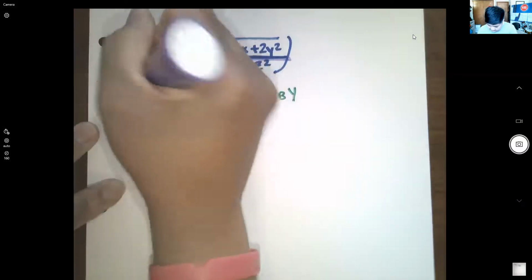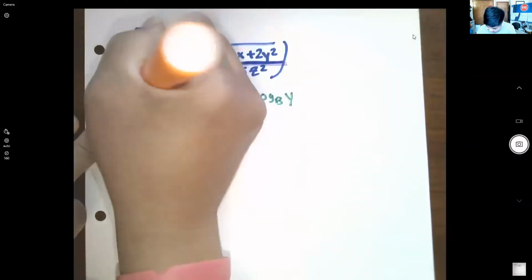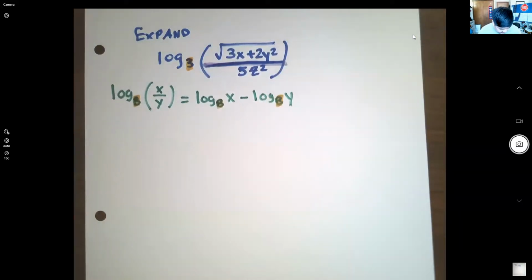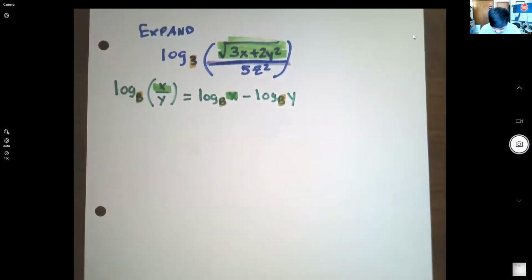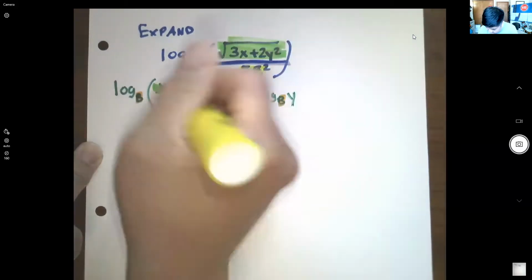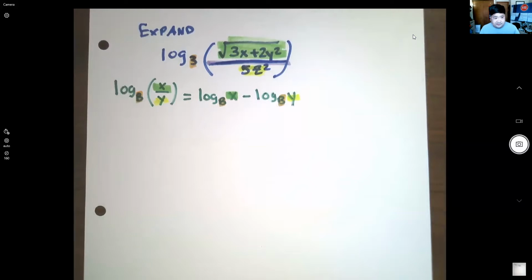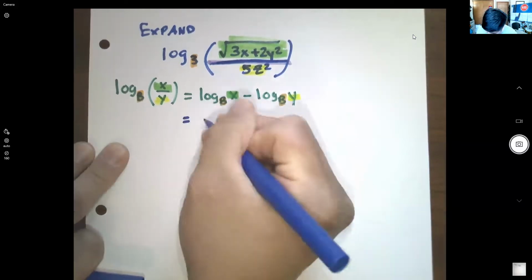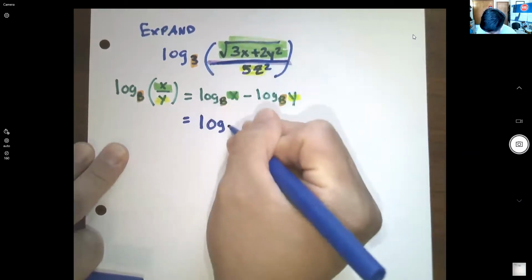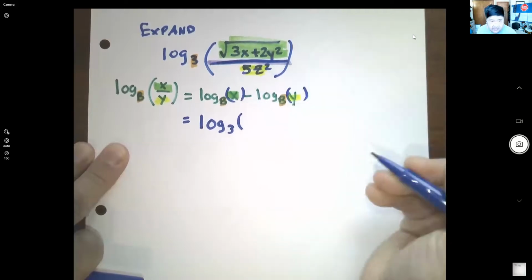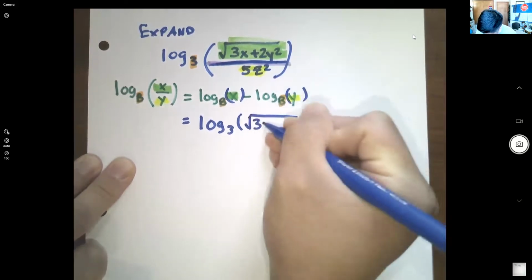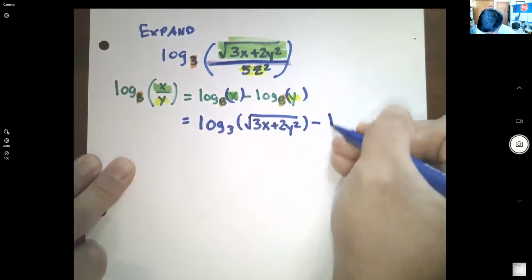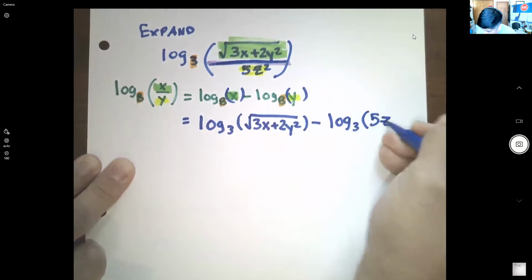So I know that the base right here is 3. And I know that the numerator was the square root of (3x plus 2y) squared, and the denominator was 5z squared. So I am going to rewrite this as log base 3 of, and you can put parentheses around the x and the y here as well. That's perfectly fine and probably usually the safer bet. All right, so the square root of (3x plus 2y) squared, minus log base 3 of 5z squared.